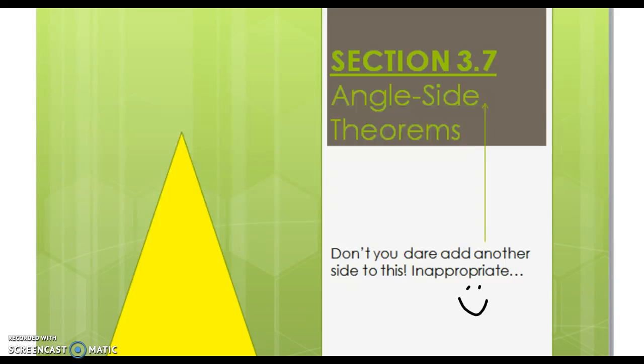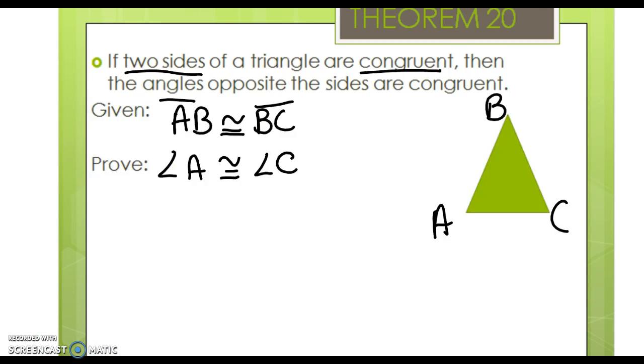Section 3.7 is about some really important angle-side theorems inside of our triangles. The first of which says if two sides of a triangle are congruent, then the angles opposite the sides are congruent. So if I have two sides of a triangle congruent, what type of triangle do I have? Well, it's isosceles, because the definition of an isosceles triangle is a triangle with at least two sides congruent.